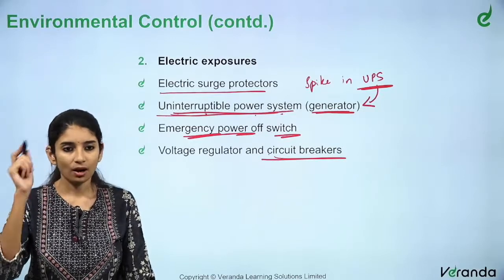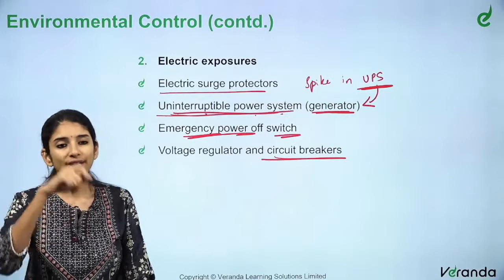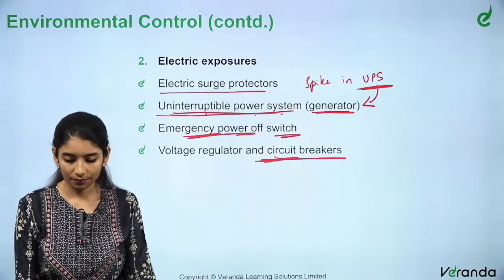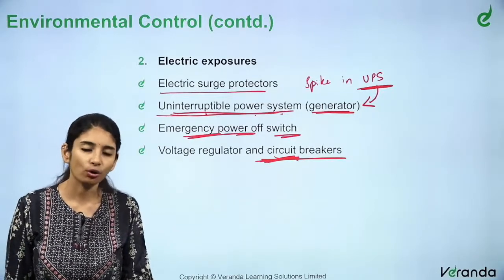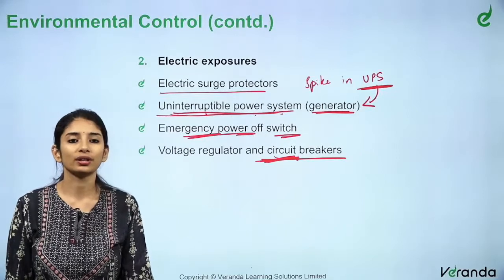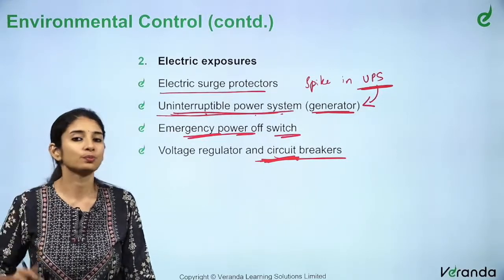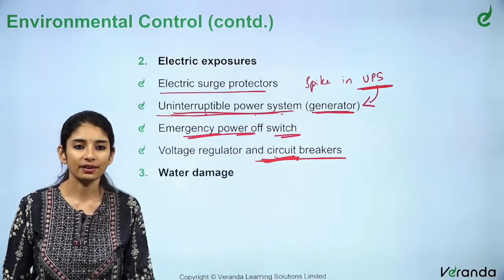Sometimes, due to power peaks or power spikes, low power, high power, due to changes in power, there could be a circuit breaker, fire. So in that case, there need to be circuit breakers and voltage regulators. Clear with the environmental controls that we have here, electrical exposures. So here we need to put in all this so that our information systems are safe.